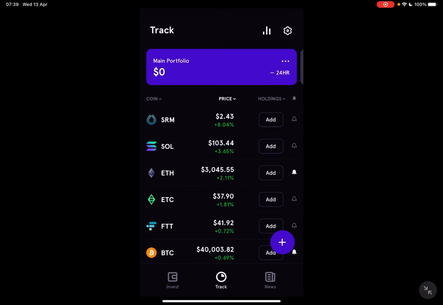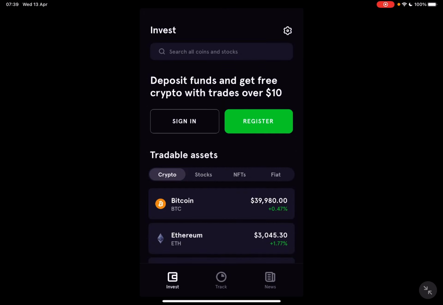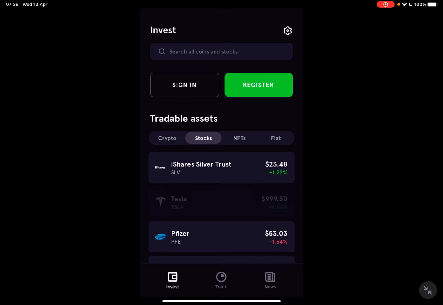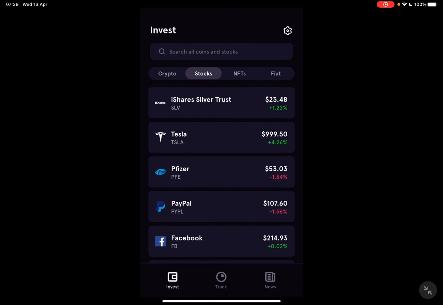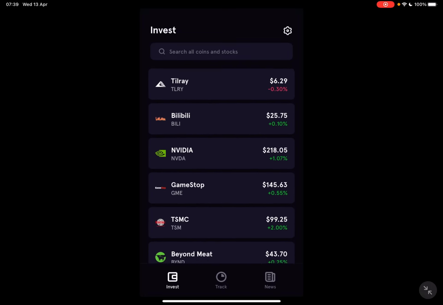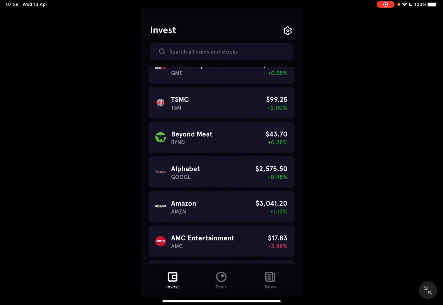First, open the FTX app, then go to the investment section, and at the investment section you have to switch the tradable assets switch to stocks, because at the beginning when you open it, it's on crypto, but right near the crypto section you will find the stock section and it's going to switch to stocks. And now you can browse the list of stocks on the FTX app.